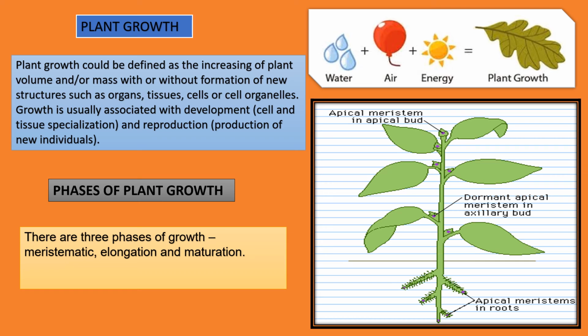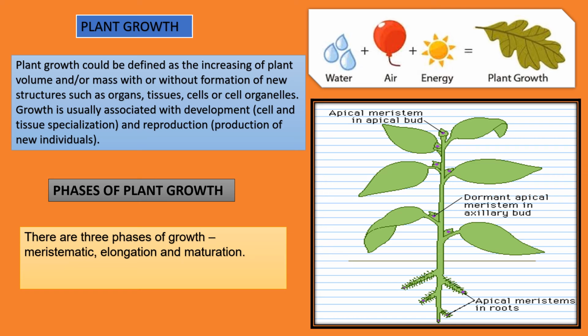Now, see first diagram. Water plus air plus energy, plant growth generally happens. So these are the minimum conditions for the growth of a plant. Because we know actually in presence of sunlight, with the help of oxygen and water, photosynthesis occurs. And photosynthesis is the first step of growth, we can say, because without food, plant can't grow.